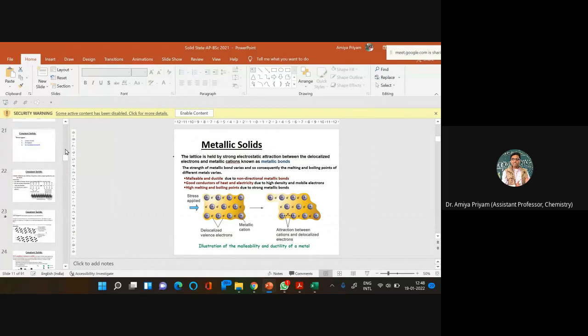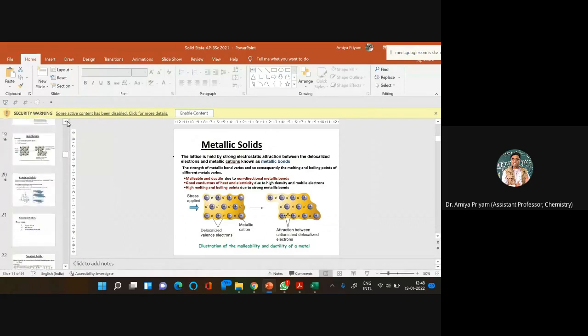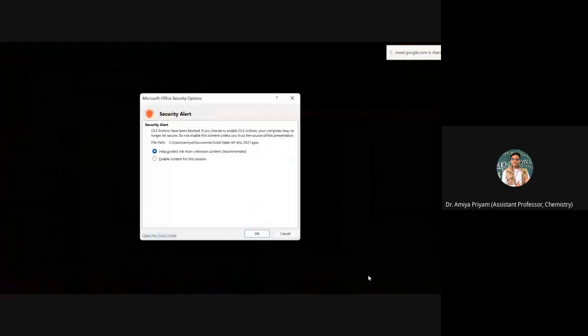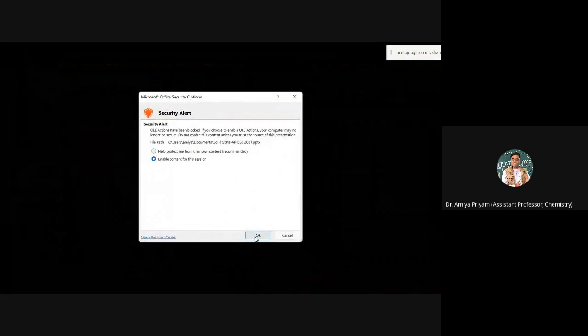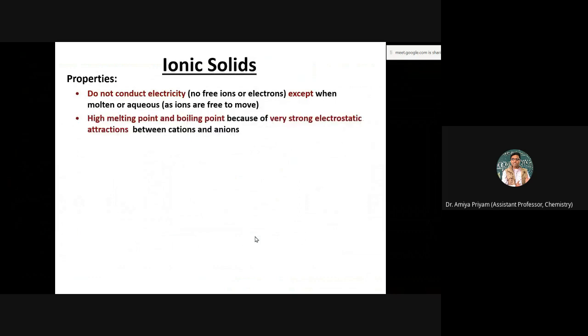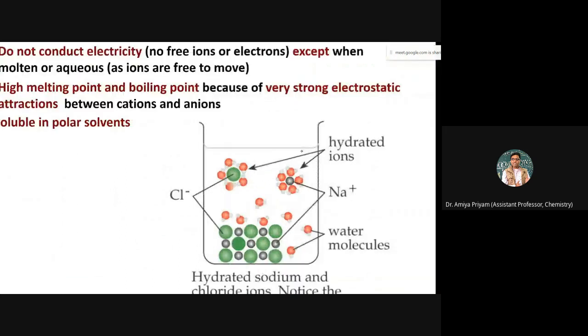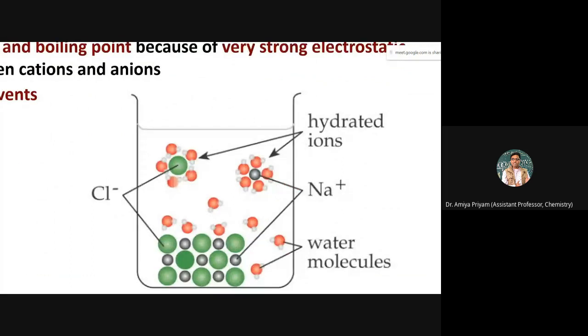Yeah, so the basic feature that I've just explained to you, when we are talking about ionic solids, they have high melting and boiling points. They're soluble in polar solvents, and this is the coding. You see, hydrated ions. So Cl minus. So the red one is, the green one is Cl minus. So it is the solid state shown at the bottom.